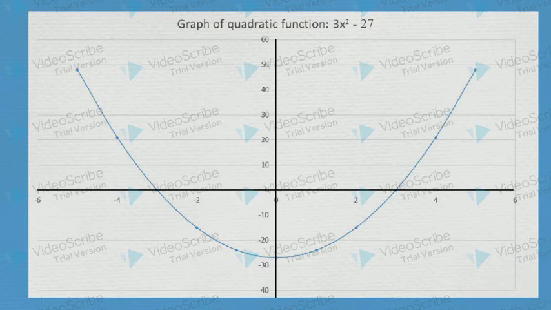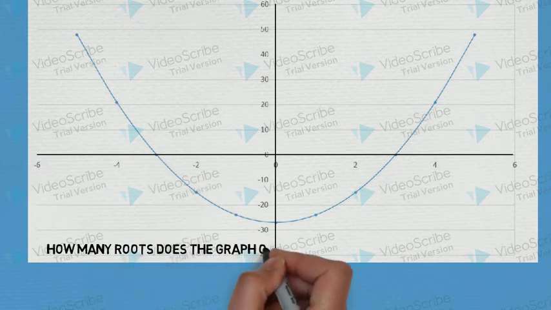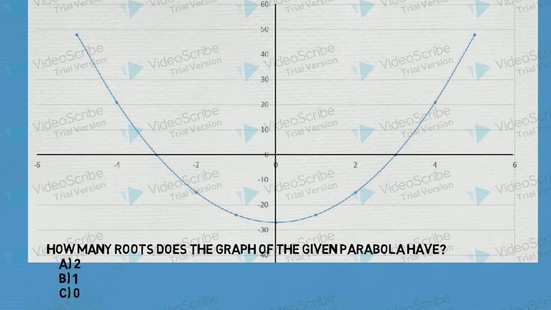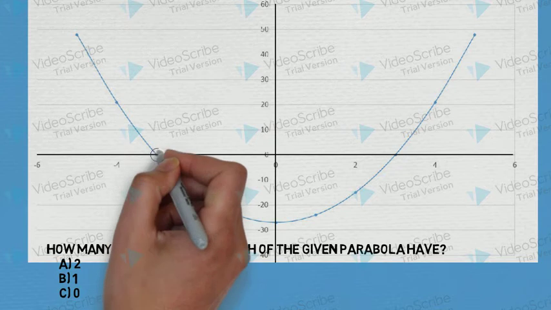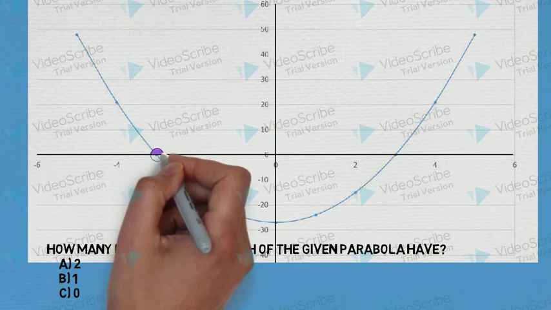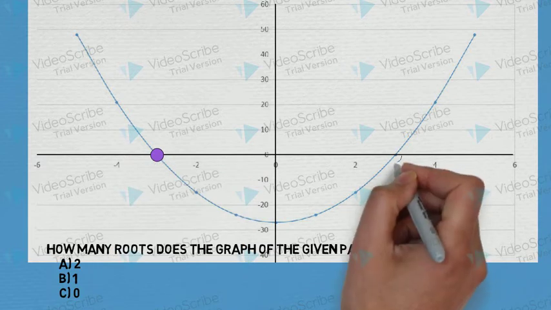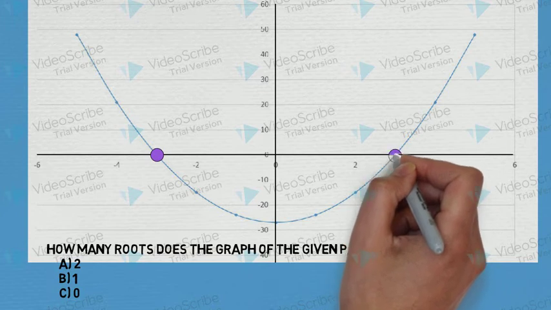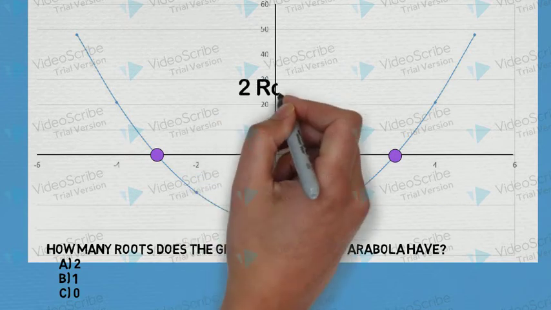Let's look at another graph. Here we have the graph for the quadratic function 3x squared minus 27. How many roots does the graph of the given parabola have? 2, 1, or 0? We need to look for where the graph crosses the x-axis. We can see that the parabola crosses here at x equals -3 and then again at x equals +3. The graph crosses the x-axis at 2 points, so that means that there are 2 roots for this quadratic function.